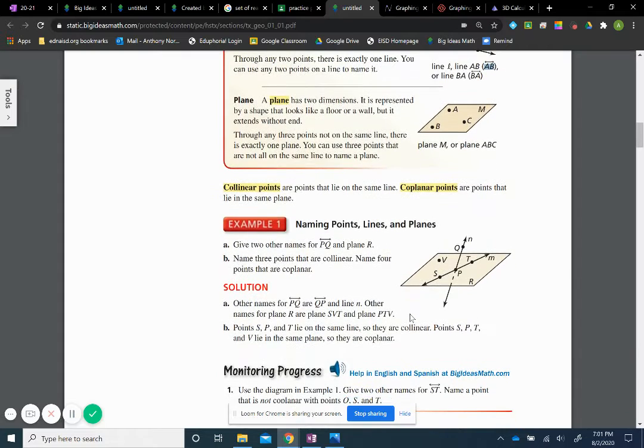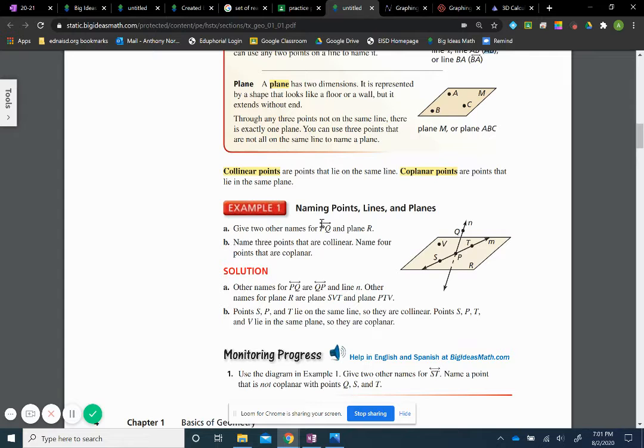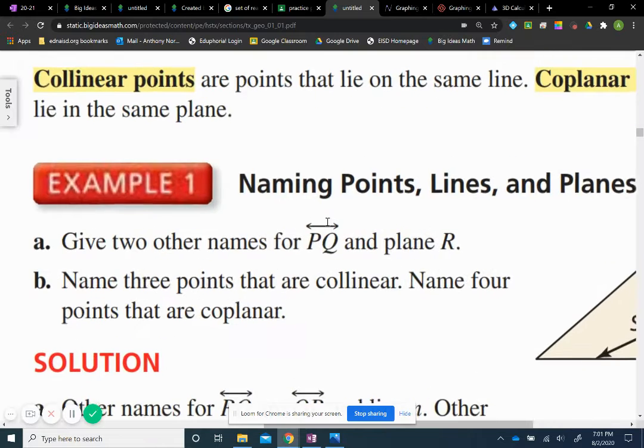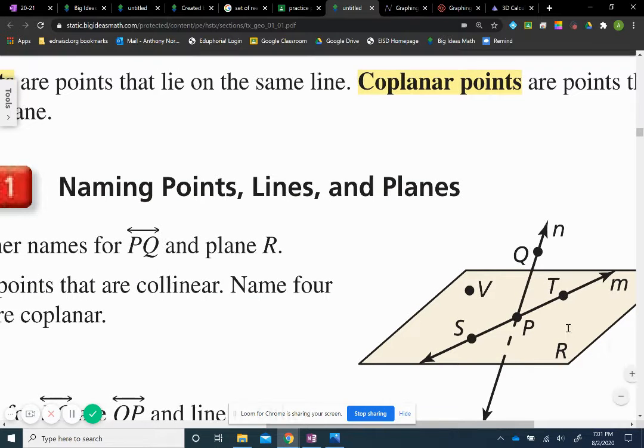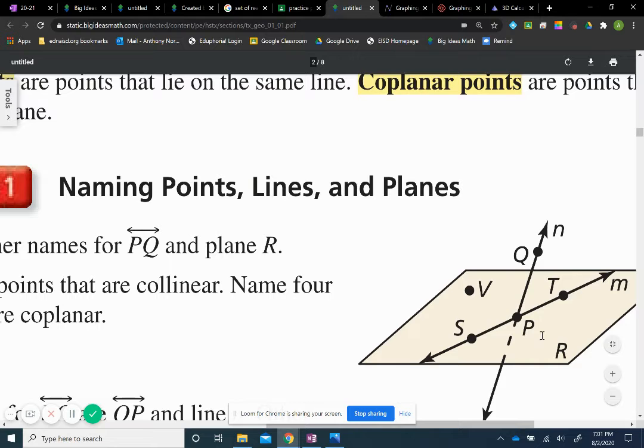So, for this example, this is just giving something to practice. Give two other names for line PQ. The two arrows mean line, and plane R. You know this is plane R because there's a capital R here, indicating it's a plane.